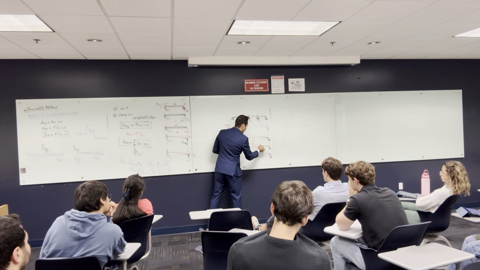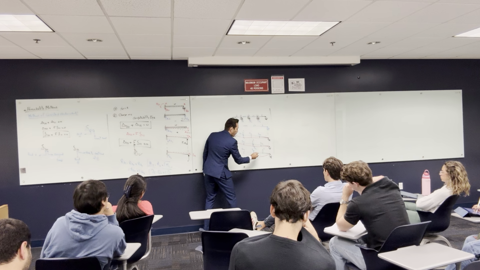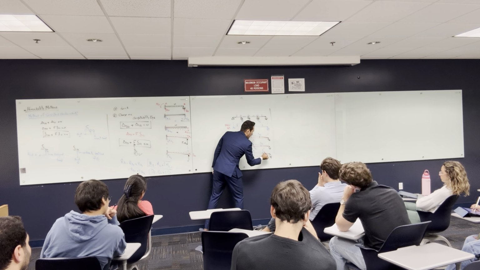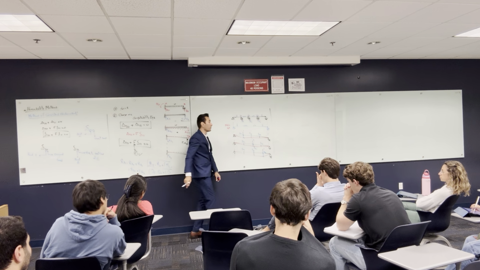This one, can you guys call it delta 2,1? The delta at point 2 due to unit load at 1. Here, 3,1. How about this one? Delta 1,2, because the unit load is at 2. How about this one? 2,2, delta 3,2. This one, delta 1,3. This one, delta 2,3. Here, delta 3,3, unit load at 3.